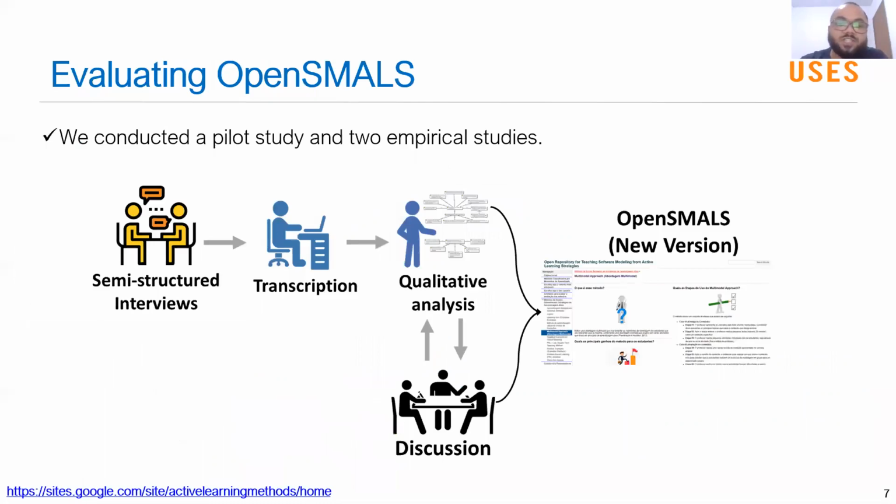We carry out a pilot study and two empirical studies to evaluate OpenSmall, each of which results in a version of OpenSmall. We conduct semi-structured interviews. After that, we perform a qualitative analysis. The results of the qualitative analysis gave us insights to improve OpenSmall.